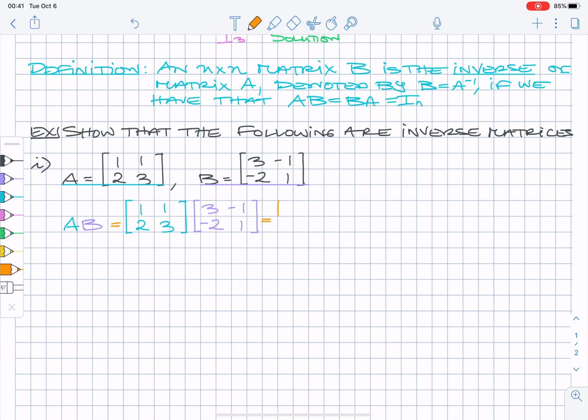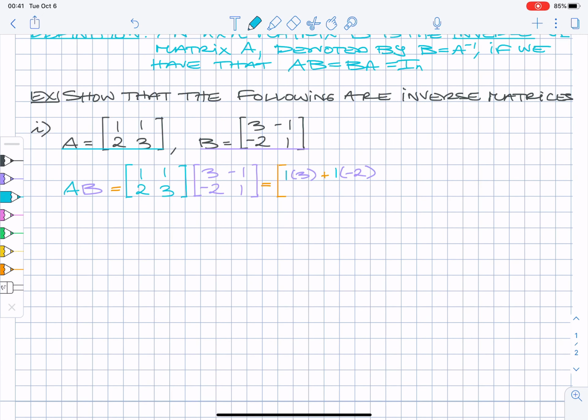Okay, so what do we have? Recall, this will be 1 times 3 plus 1 times negative 2. So I've used the first row of A with the first column of B. Then it'll be 2 times 3 plus 3 times negative 2. So in blue, I have all of A, and in purple, I have the first entry and then the second entry. So we could do the same without thinking over here. 1, 2 times negative 1, negative 1. And then plus 1, 3 times 1, 1.